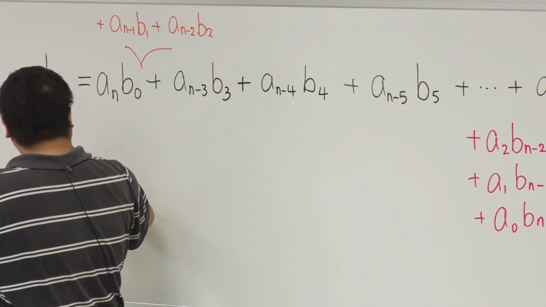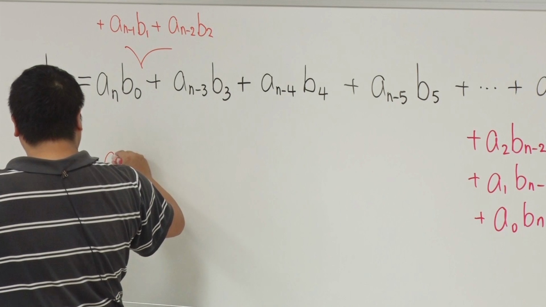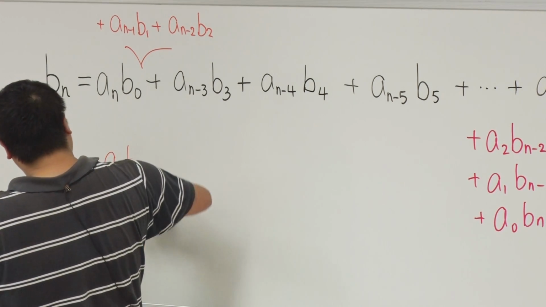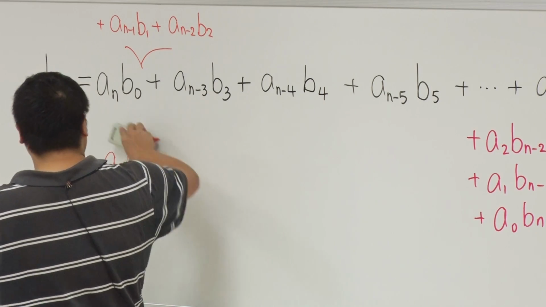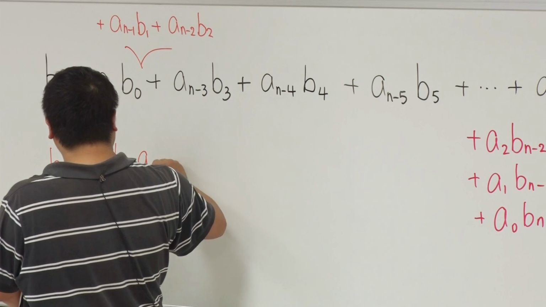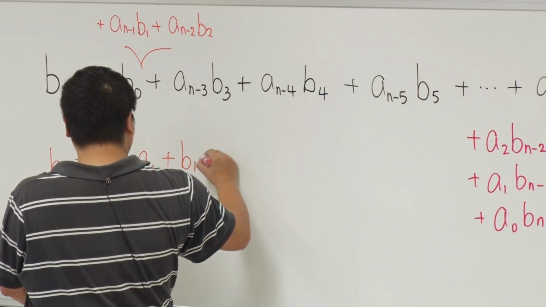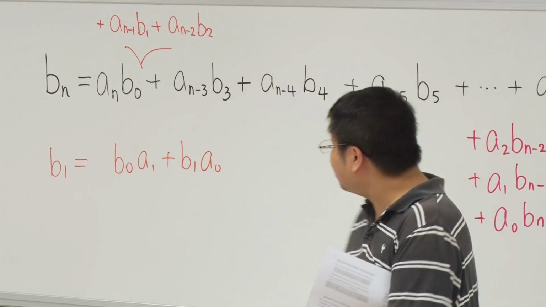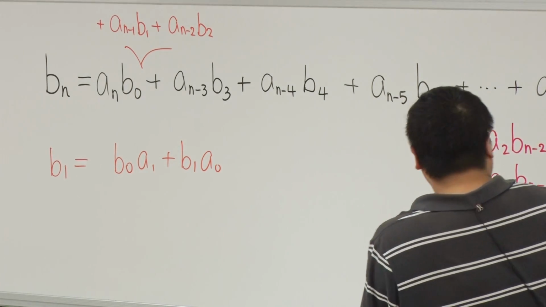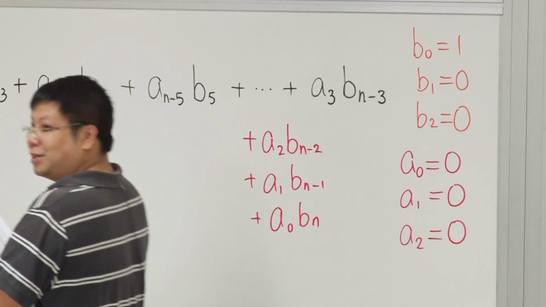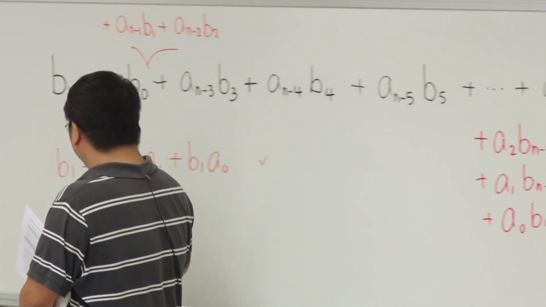So is b1 equal to b0 a1 plus b1 a0? Is it true? Yes, this is true. b1 is 0, right? And then a1, a0, they are all 0. Good, so this one is okay. We can use it. How about b2?